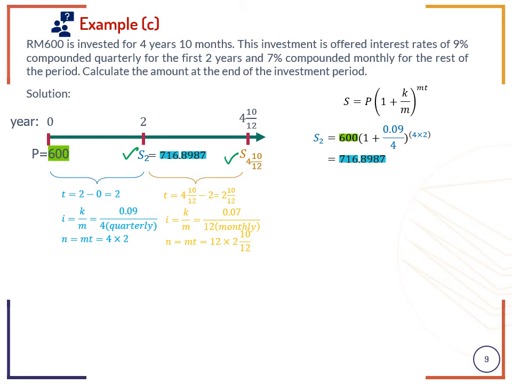For S4 10 over 12, the amount of P here is the amount of S2. That is 716.8987. The value of K is 0.07, M is 12, and T is 2 10 over 12. So the amount at the end of 4 years, 10 months is equal to 873.66.